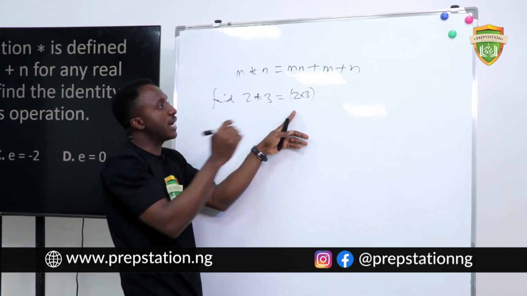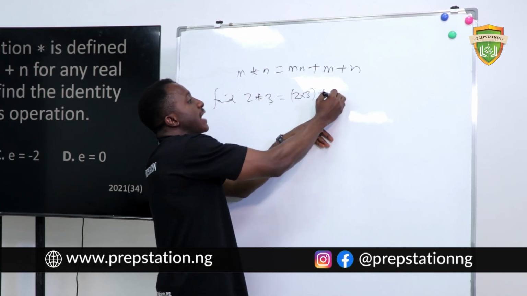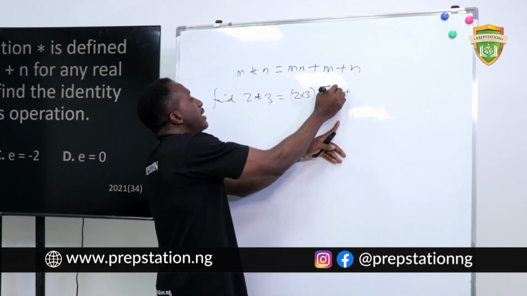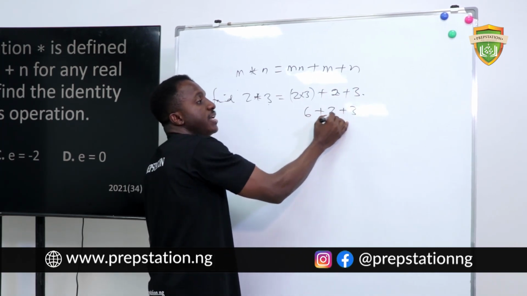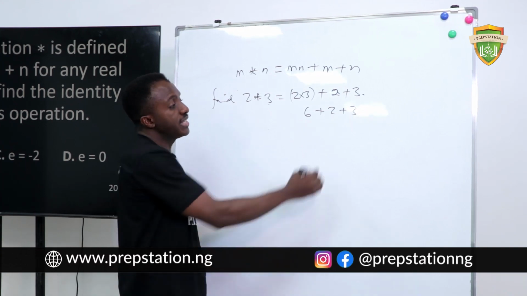I told you, learn to use brackets. Plus m is 2, like I said, and then n is 3. So this is 6 plus 2 plus 3. This is 5 plus 6, which is 11.